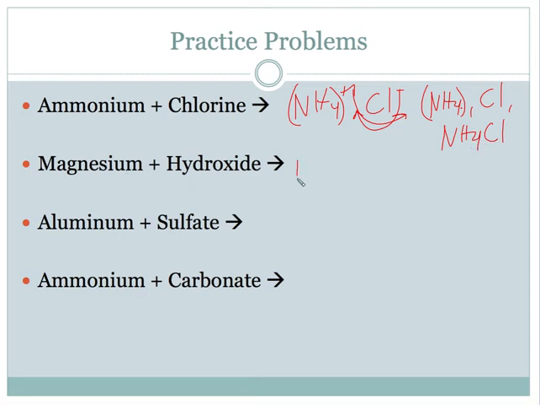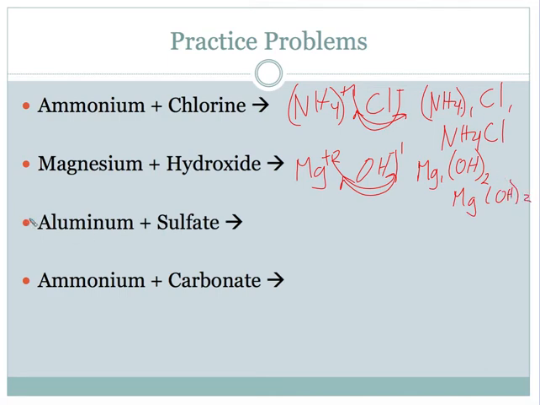Magnesium and hydroxide. Magnesium is positive 2, hydroxide is negative 1. If I cross and drop, I'm going to have Mg with a 1 by it. Hydroxide is OH. Put that in parentheses and put your 2 on the outside. So then it can become Mg(OH)2.